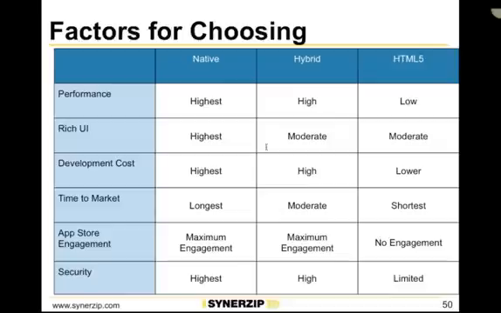In terms of security, I would say highest, high, and limited. Quite frankly, the reason I'm saying highest for native is because you can go paranoid and you can encrypt everything which goes over the wire. You can encrypt everything which is stored in the file system. In the case of hybrid, you might be using an Ajax call to do a web service call, so that's why I'm giving a slightly lower rating to hybrid. But in a sense, whatever you can do on native, you can still do on hybrid.